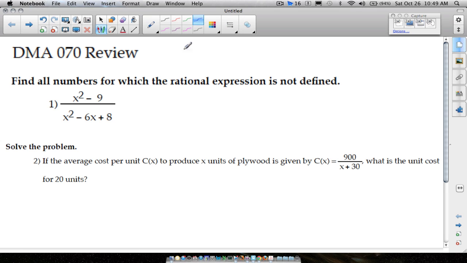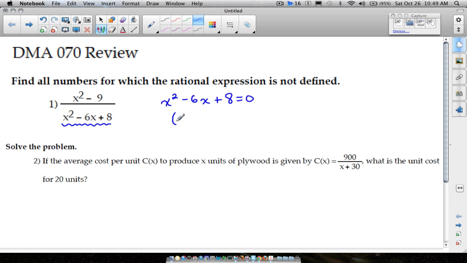In class we talked about this quite a bit. The only thing you want to focus on, where this rational expression will be not defined, is when the bottom is equal to 0. So set your denominator, x squared minus 6x plus 8, equal to 0, and let's solve this. I don't even care about the top. Don't focus any attention on the top right now. We're just trying to find where this bottom part is going to be 0, so we set the denominator equal to 0.